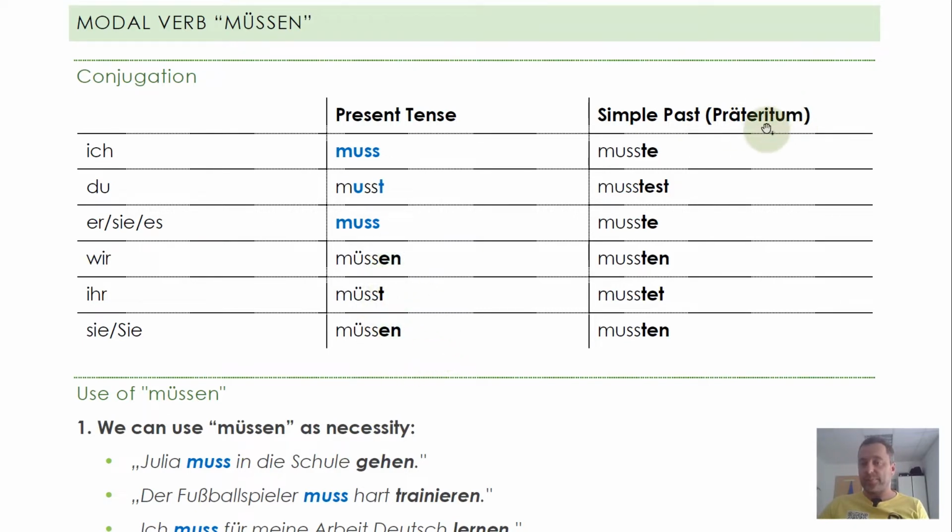Simple past Präteritum is also regular. If you want to know more about Präteritum, I have a video about that linked for you in the info cards. Remember, Präteritum we pretty much use exclusively for modal verbs, to be and to have if it comes to spoken language. So if you don't know that yet, please check it out.